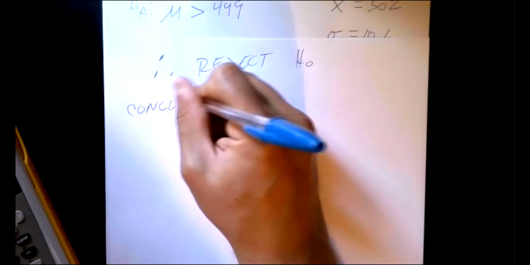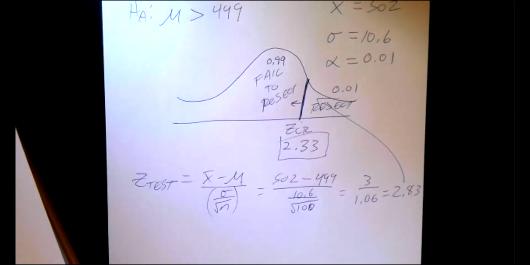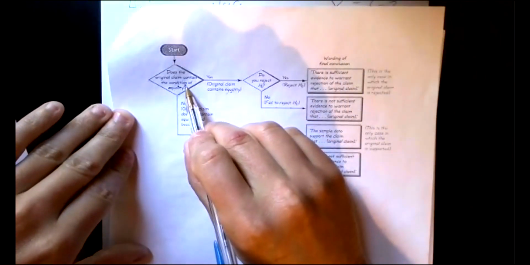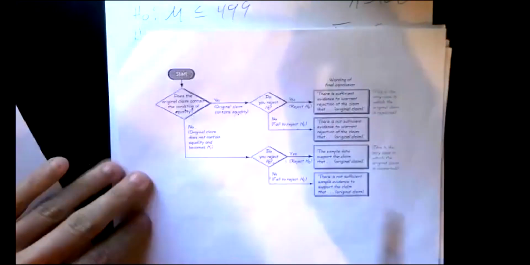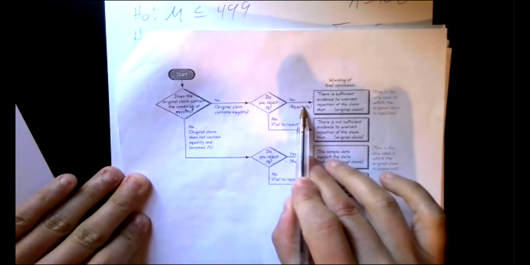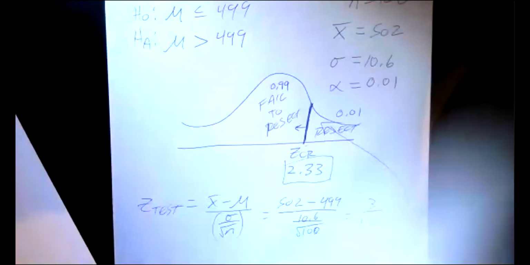Conclusion. Go to the diagram. Does the original claim contain the condition of equality? Yes, it does. Do you reject the null hypothesis? Yes, we do. There is sufficient evidence to warrant rejection of the claim.